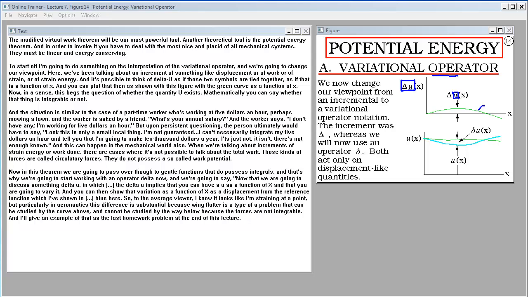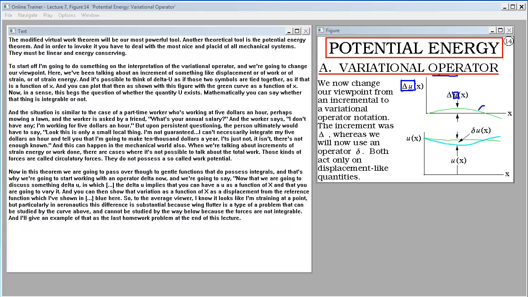And the situation is similar to the case of a part-time worker who's working at $5 an hour, perhaps mowing a lawn, and the worker is asked by a friend, what's your annual salary? And the worker says, I don't have any, and I'm working for $5 an hour. But upon persistent questioning, the person ultimately would have to say, look, this is only a small local thing. I'm not guaranteed. I can't necessarily integrate my $5 an hour and tell you that I'm going to make $10,000 a year. There's not enough known.